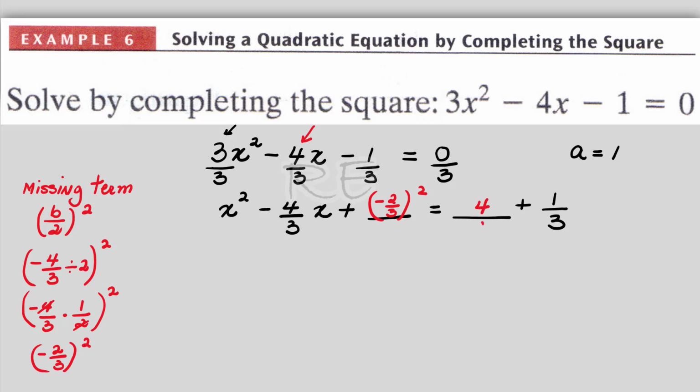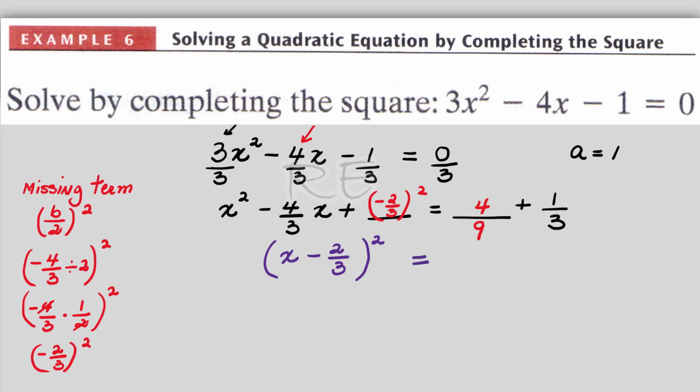When we square it on the other side, it's 4/9. The left side becomes a perfect square. It's (x minus 2/3) squared.